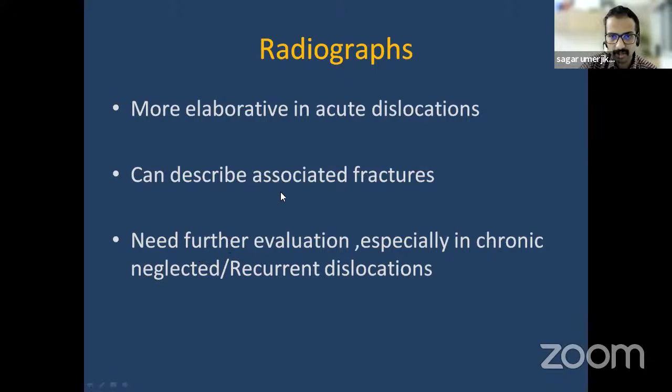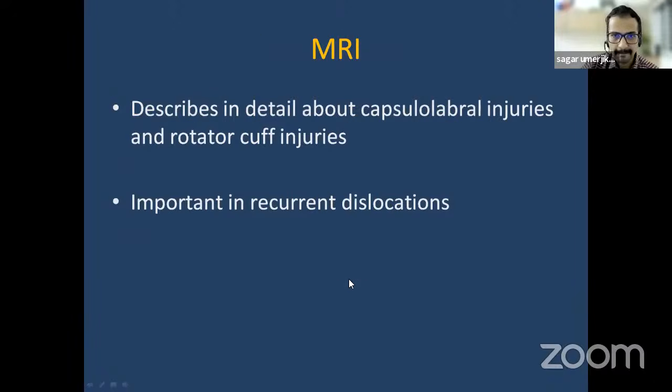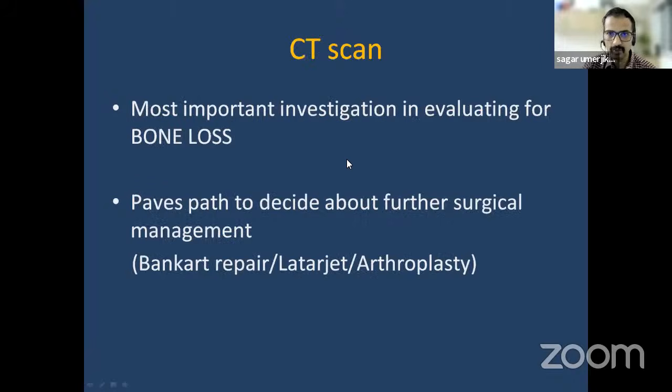But radiographs are not the ultimate. We'll definitely need to further evaluate, especially in chronic, neglected and recurrent dislocations. Then we go ahead with the MRI. MRI describes in detail the capsulolabral injuries and rotator cuff injuries. So this is very important in surgical decision, but still it's not complete. This is important in recurrent dislocations, but it's still not complete without a CT scan.